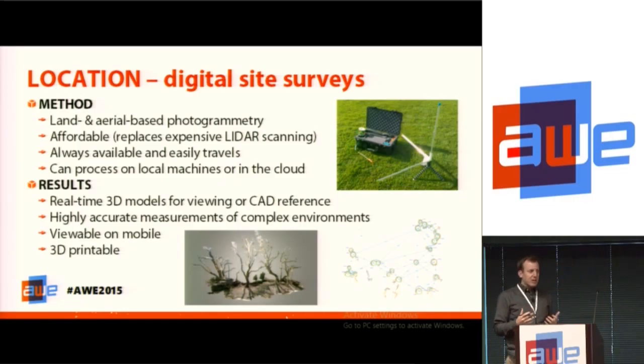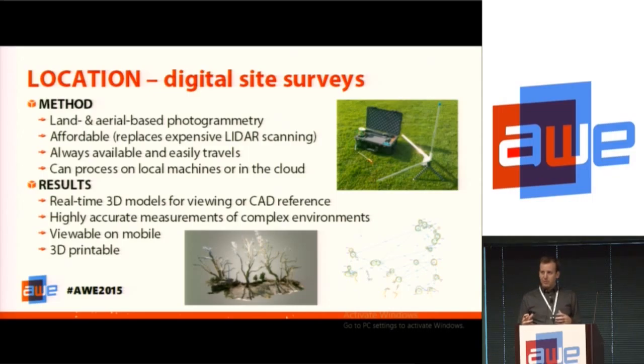The location stage is the digital site survey. We're using readily available methods for photogrammetry, both ground-based and aerial-based, to create a model that resembles what you might get from a LiDAR scanning system, but is a heck of a lot cheaper, more portable, and easier to get in and out of a site, especially out in the wilderness where access may be difficult.